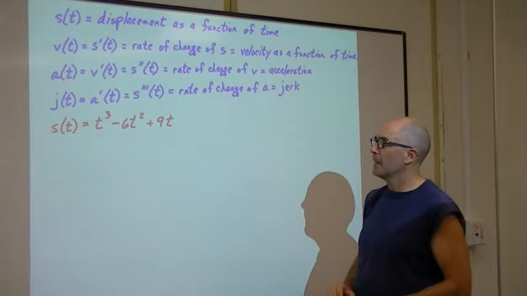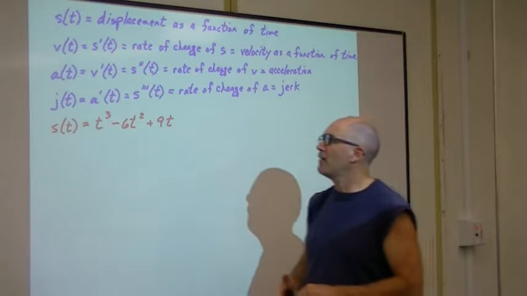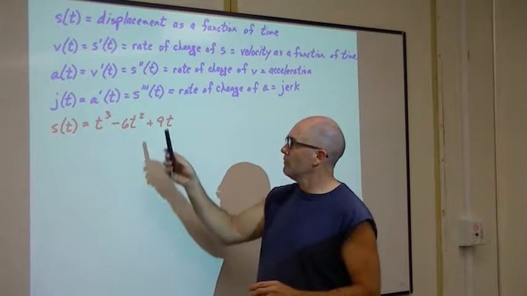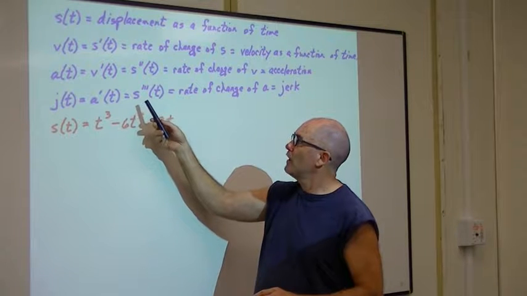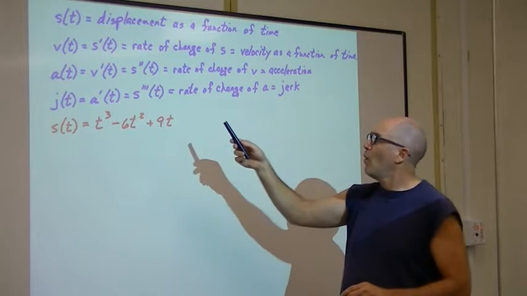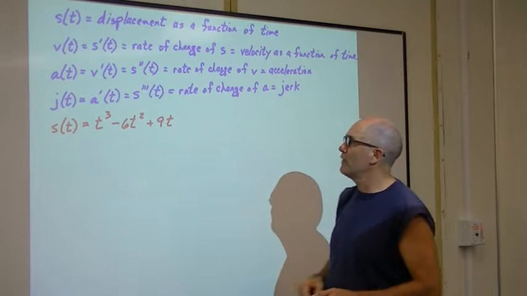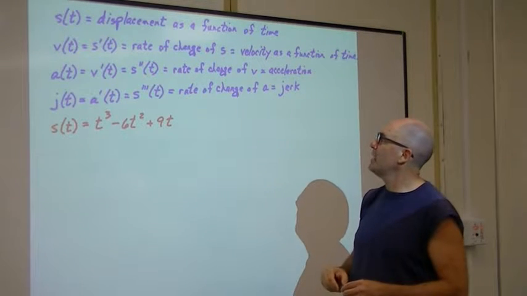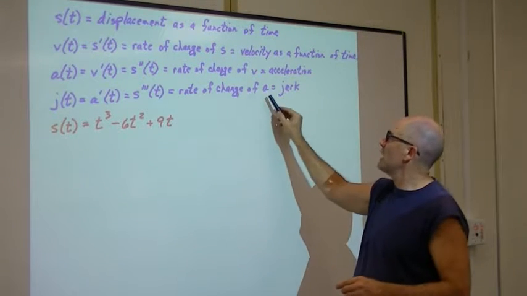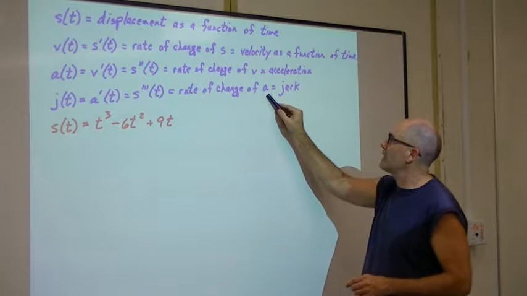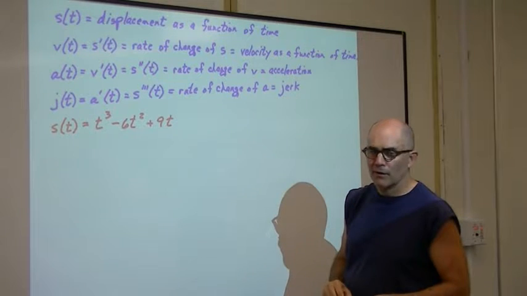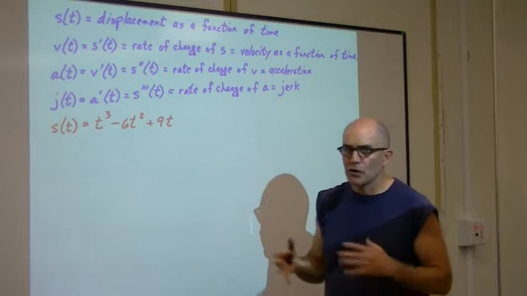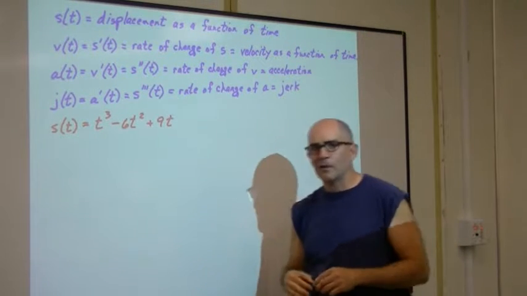Acceleration. Now, if I take the derivative of acceleration, that would be the second derivative of velocity, or the third derivative of displacement. That's the rate of change of a with respect to time. That's called jerk. That really is called jerk. It's not something I just made up here.